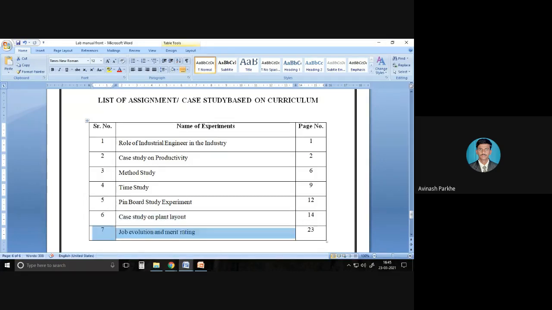And the last experiment is called job evaluation and merit rating. So this is experiment number 7. Again, it is a study type experiment in which we are going to discuss two important concepts related to job evaluation and merit rating.